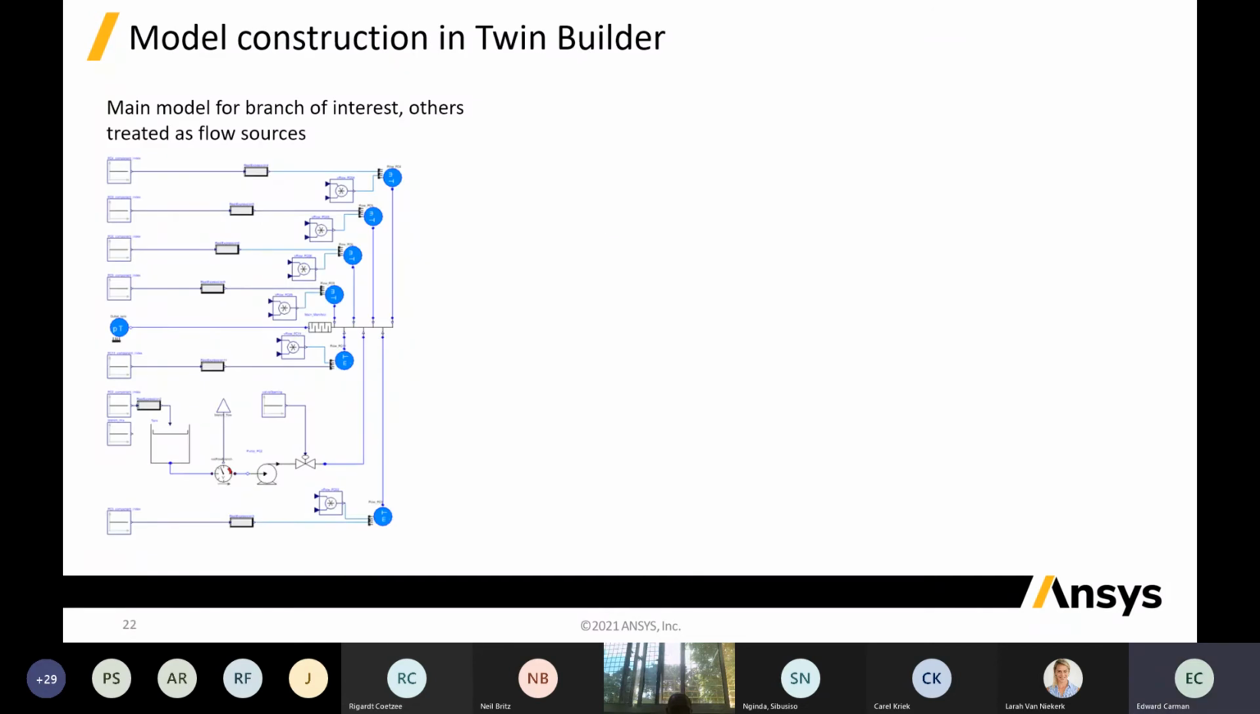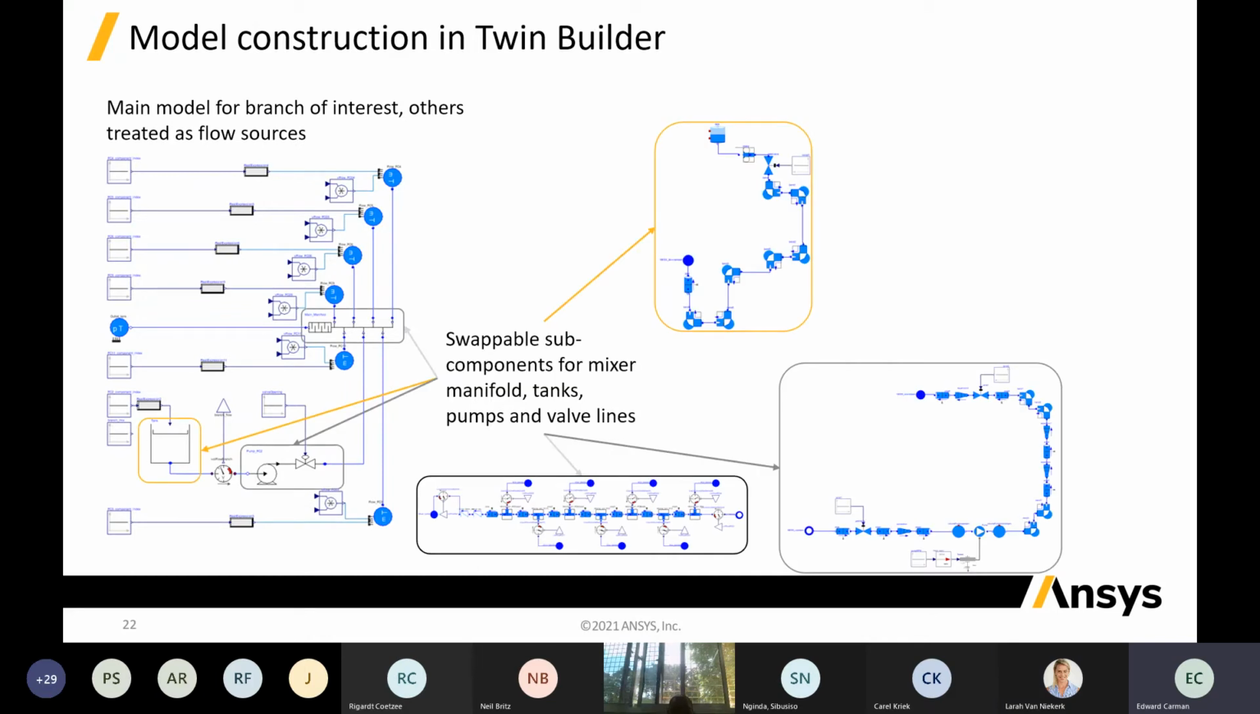So we build our system model. We start off with a generic model made up of different components, different branches, and we can swap out different components for the different lines, the different mixes, the different manifolds, and so on. So we can take a modular approach, which allows us to reuse a lot of work and a lot of data that we've already got.